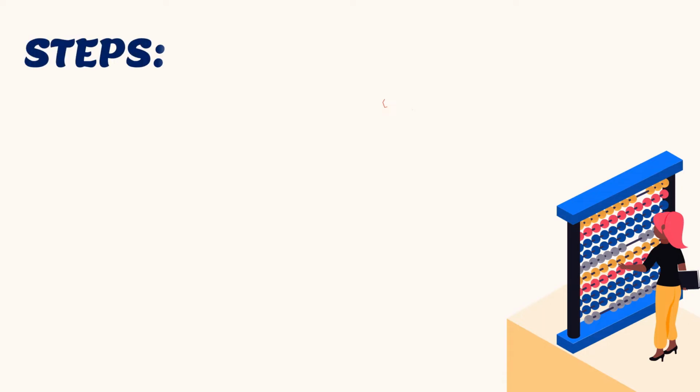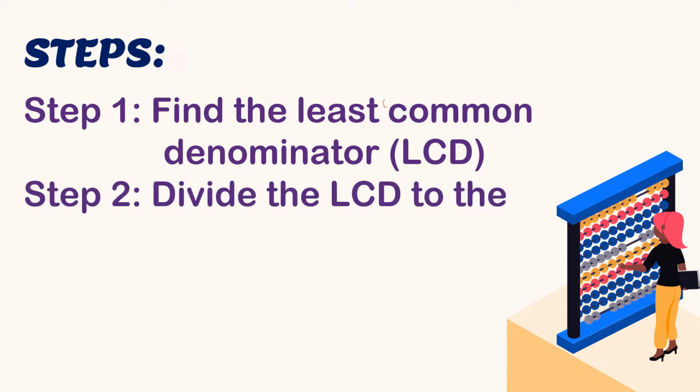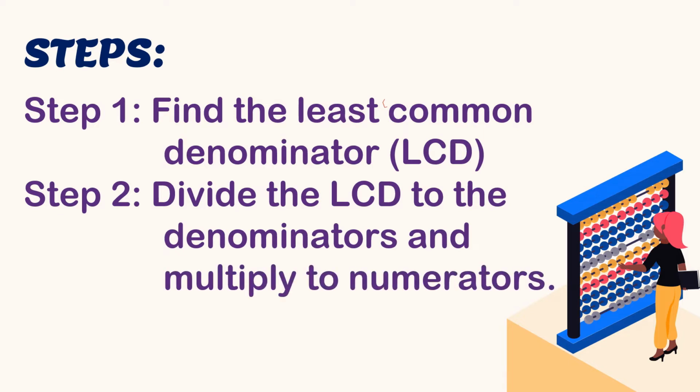Here are the steps on how to add and subtract dissimilar fractions, okay? So, these steps are general. I-apply natin siya sa lahat even if we are going to use different methods. Step number 1, find the LCD or the least common denominator. Step number 2, divide the LCD to the denominators and multiply to the numerators.